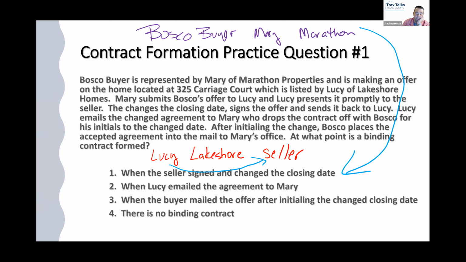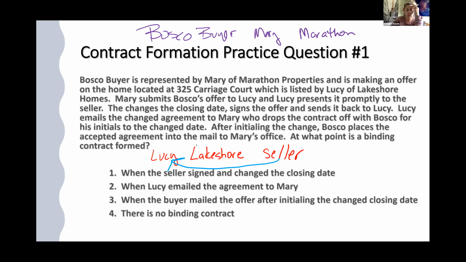The seller changes the closing date, signs the offer, and sends it back to Lucy. Guess what needs to go away, folks? All the arrows. Isn't that a counter offer? Yes. Doesn't that restart the whole process? Yes. So now the seller sends their counter offer back to Lucy.